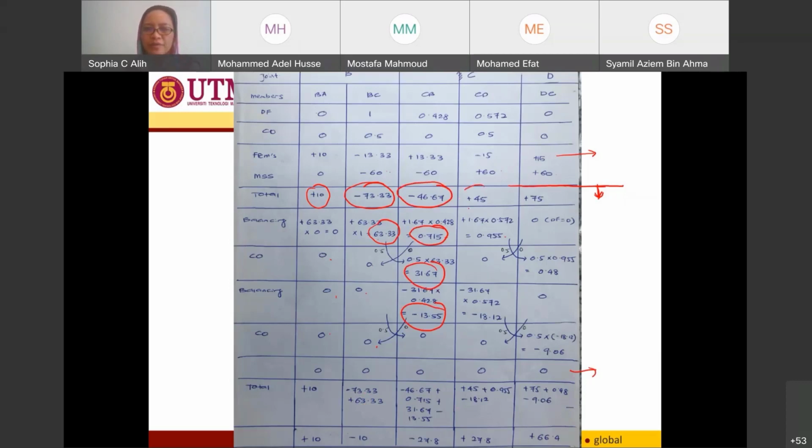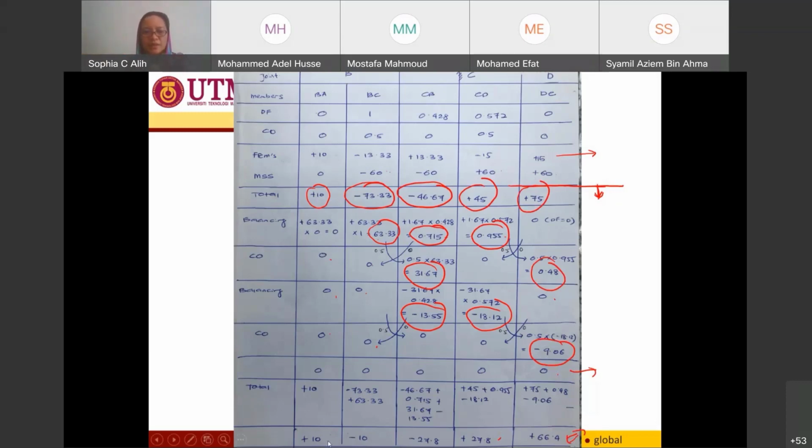And I have 45, positive, positive, negative, 0, 0, 0, 0. So if I sum all three, I have positive 27.8. And I have positive 75 and 0. I have this one, 0. I have this one, and 0. So I add everything, I will have positive 66.4. So now this is my end moment due to the support settlement of the same beam.